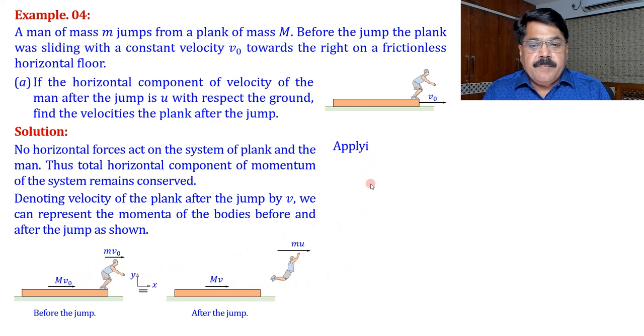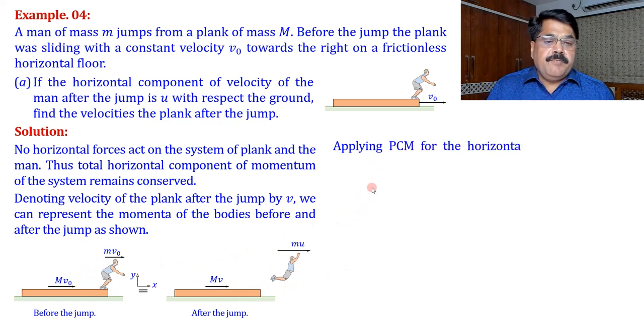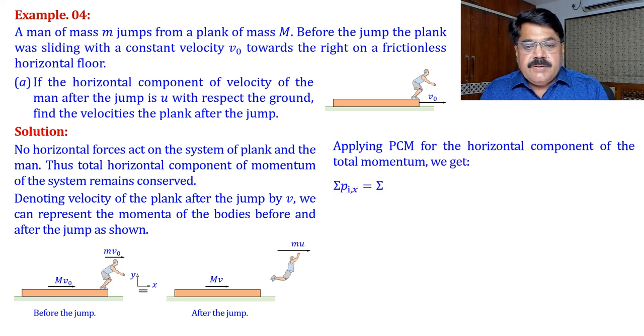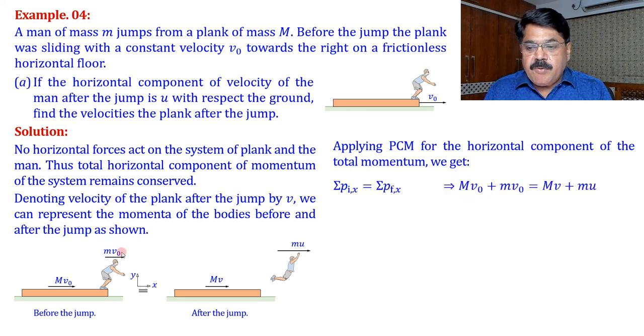Let us see. Applying conservation of momentum for the horizontal component of the total momentum, we get summation Pix is equal to summation P final x. So what is summation Pix? Mv0 plus small mv0 is equal to capital MV plus small mu.